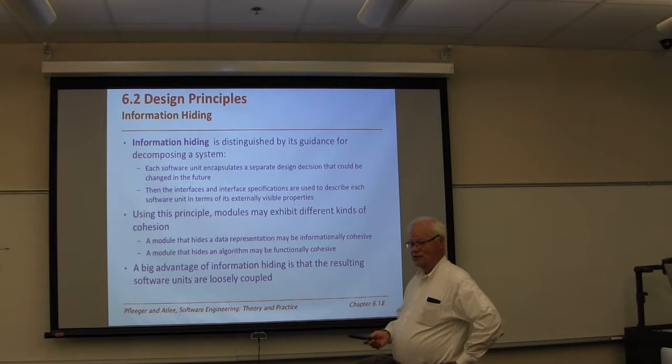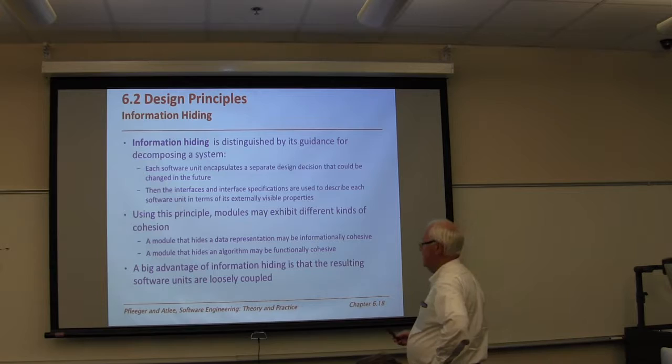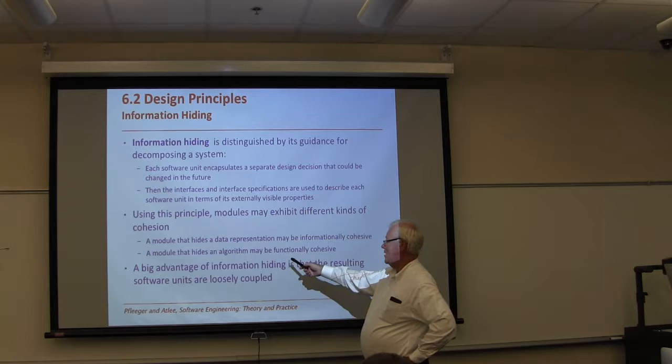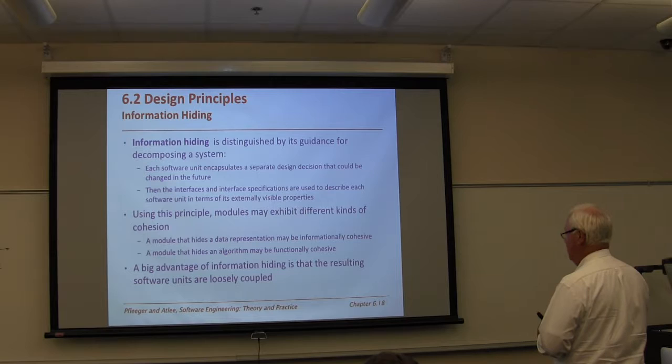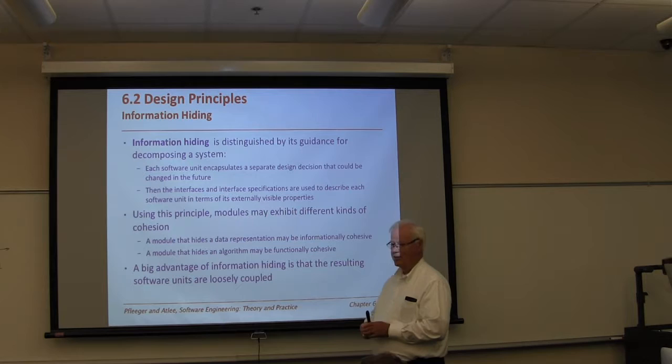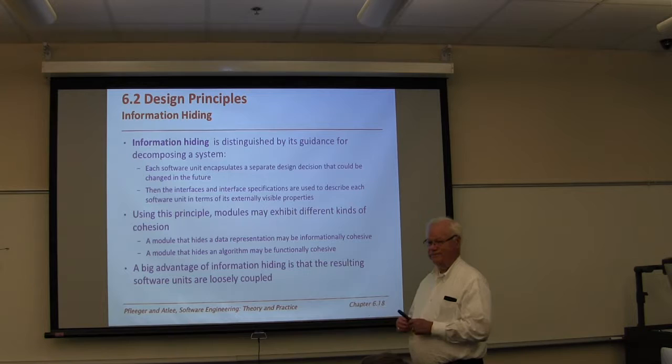Okay. So a module that hides a data representation may be informationally cohesive. A module that hides an algorithm may be functionally cohesive. Remember, cohesion means the modules work better together, most likely. And the big advantage is the resulting software units are loosely coupled, meaning that it's easy to change them. They're not as dependent on each other.